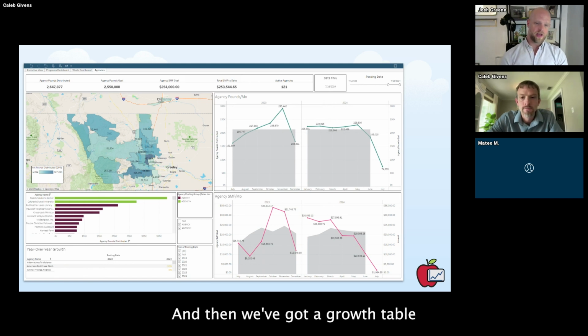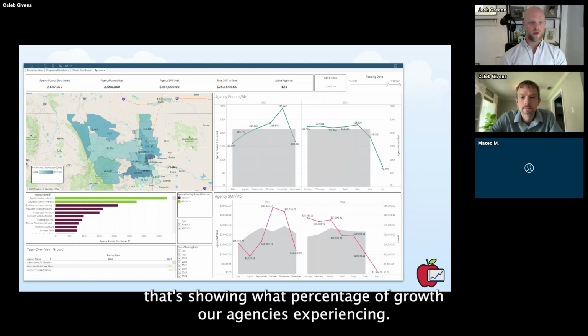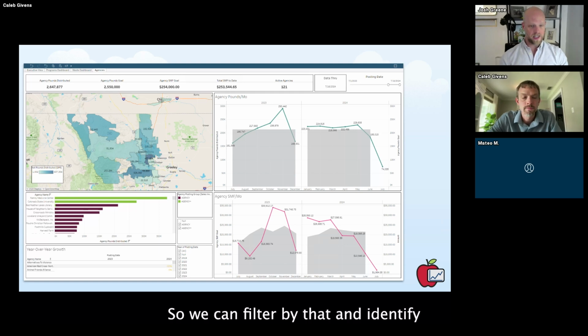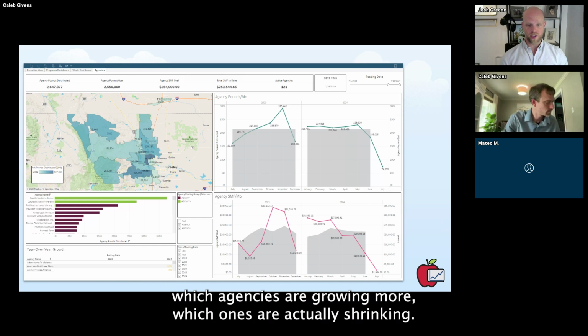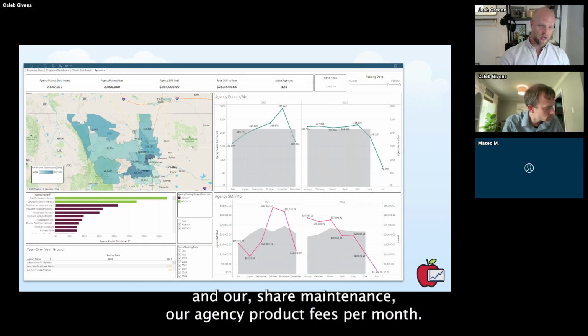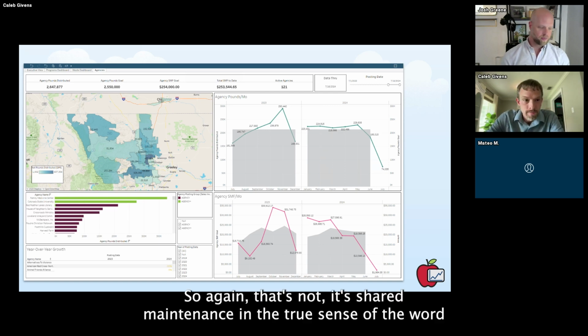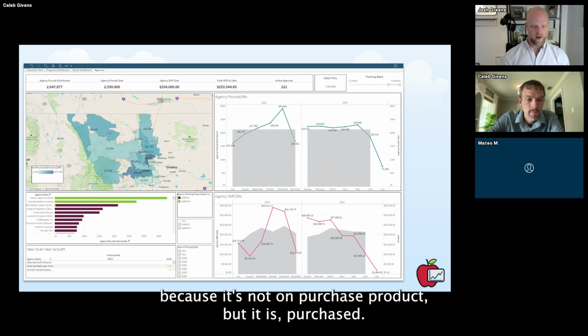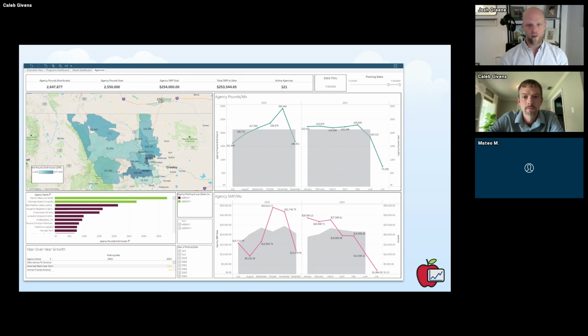And then we've got a growth table that's showing what percentage of growth our agencies are experiencing, so we can filter by that and identify which agencies are growing more, which ones are actually shrinking. And then we've got our pounds per month and our shared maintenance, our agency product fees per month. So again, it's not shared maintenance in the true sense of the word, because it's not on purchased product, but it is on purchased. It's on agency revenue, basically.